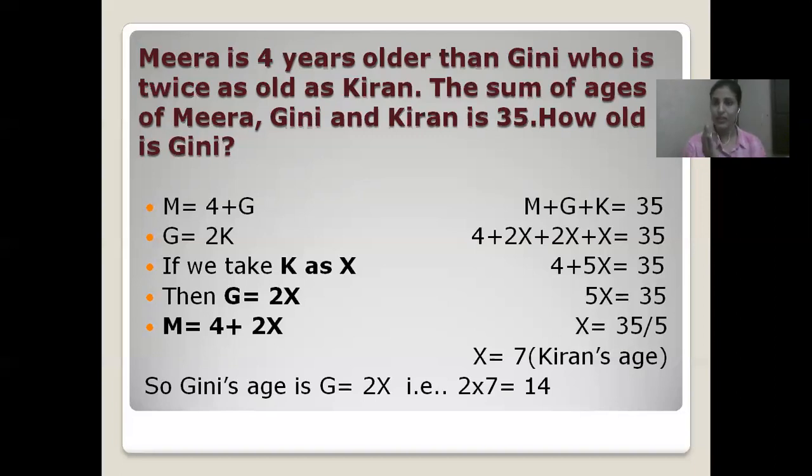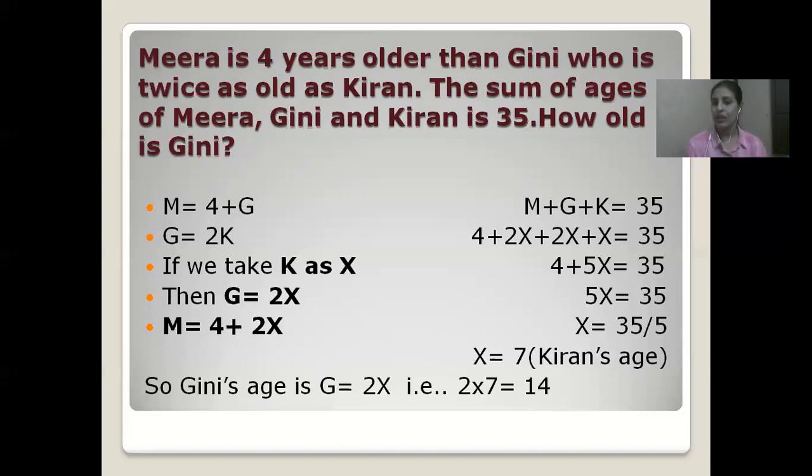And you have to form the third equation. So before that, keep in mind that you have to take all this into one unit. So that's why we are treating Kiran's age as X. So then Ginny is 2X, that is, Ginny is twice as old as Kiran. Then what happens to Mira's age? Mira is 4 plus G. So Ginny is 2X, so 4 plus 2X. So Mira's equation is converted into M equal to 4 plus 2X.